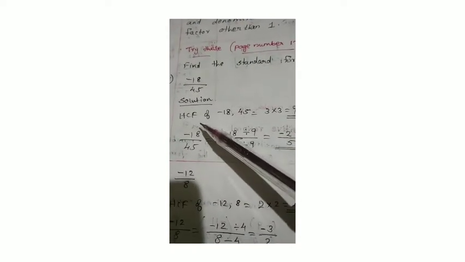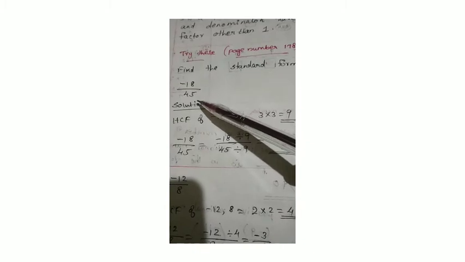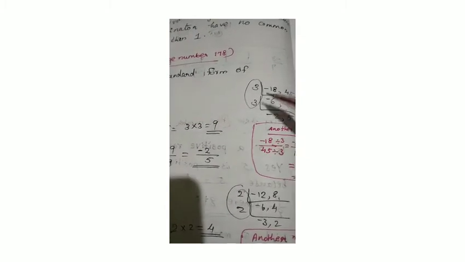Better we can find the HCF of negative 18 and 45. So how can we find out the HCF? We have to write negative 18 and 45.